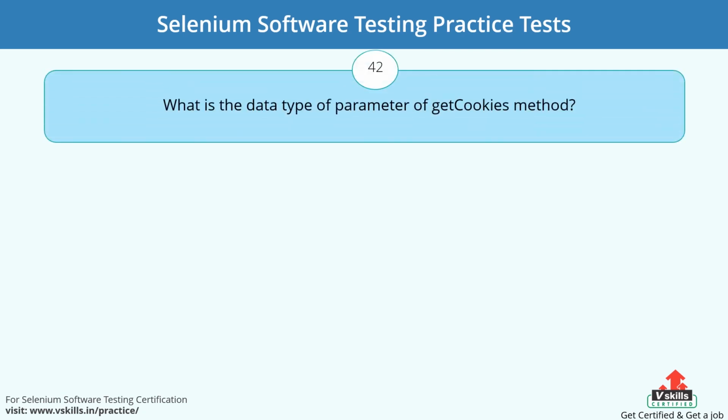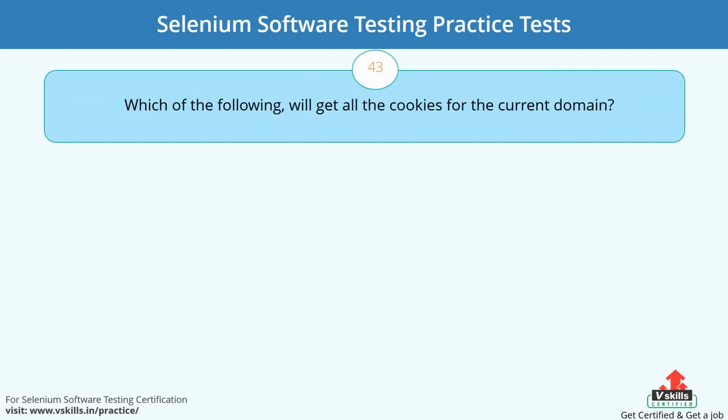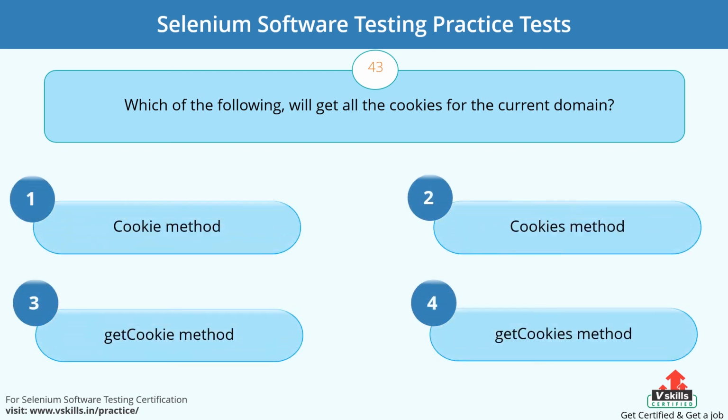Question number 42, what is the data type of parameter of getCookies method? The options are A. List, B. Char, C. String, D. None of these. The correct answer is option D. Question number 43, which of the following will get all the cookies for the current domain? The options are A. Cookie method, B. Cookies method, C. getCookie method, D. getCookies method. The correct answer is option D.